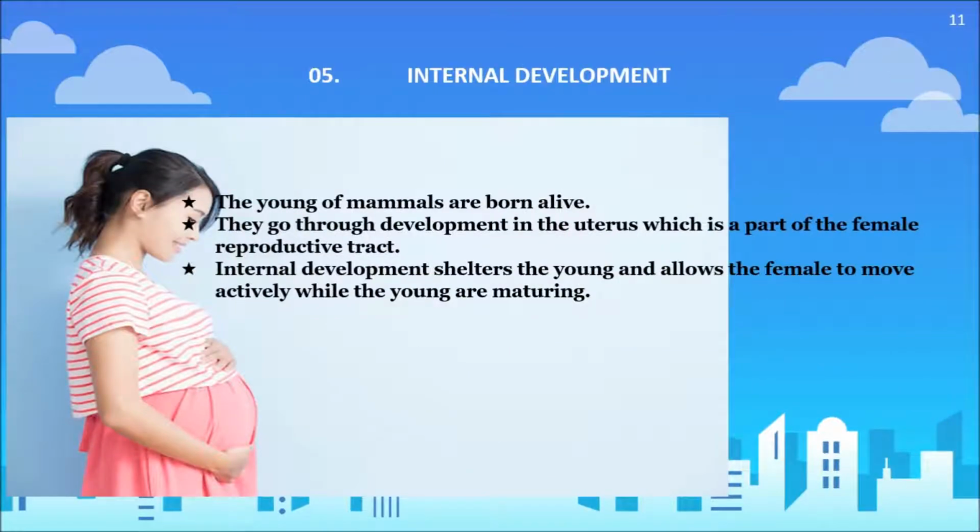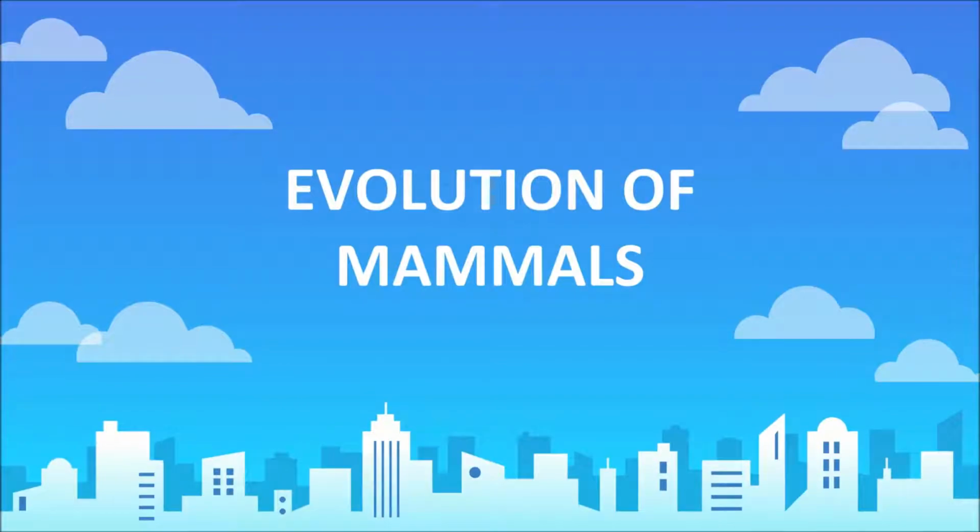Last but not least is internal development. In most mammals, the young are born alive after a period of development in the uterus, a part of the female reproductive tract. Internal development shelters the young and allows the female to move actively about while the young are maturing.